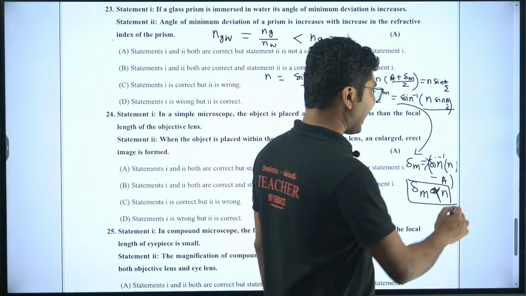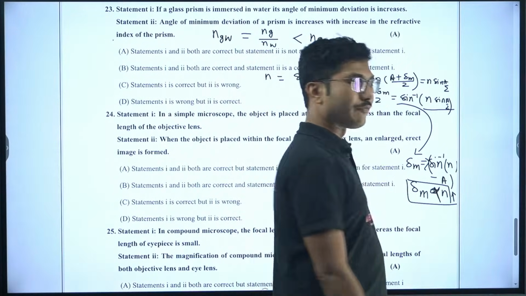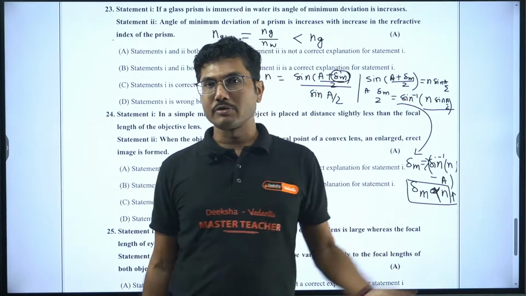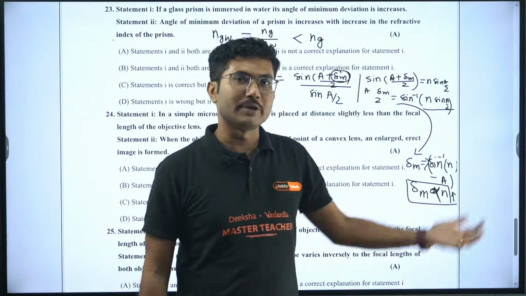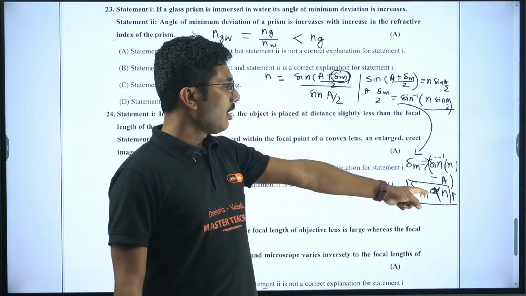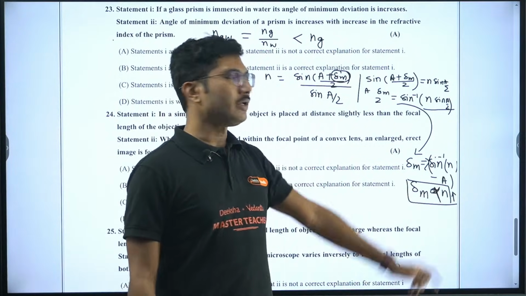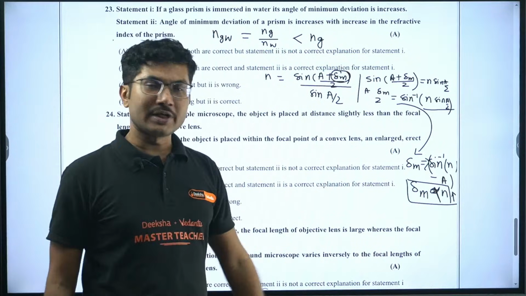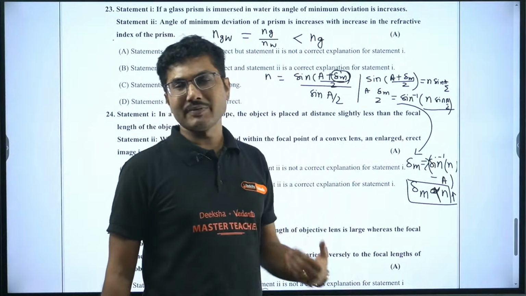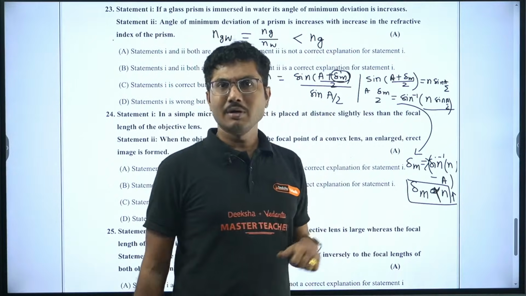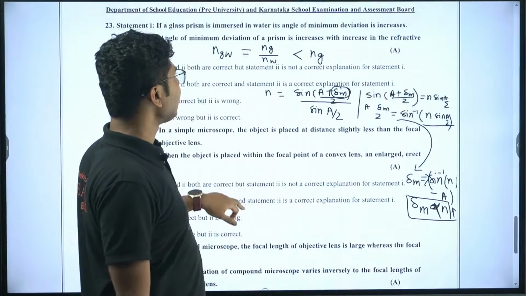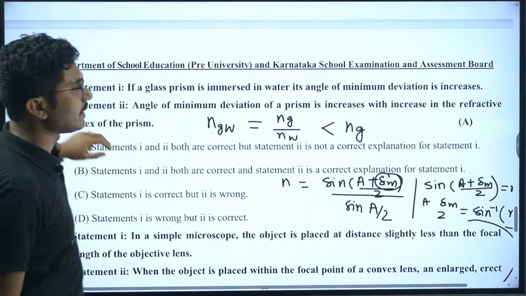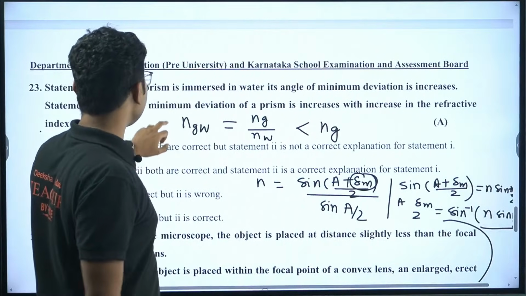That means if n increases, suppose the refractive index increases from 1.5 to 1.6, then delta's value will also increase from say 30 degrees to 35 degrees. So the angle of minimum deviation depends on refractive index. If refractive index increases, delta will also increase. So the second statement in this particular question is correct: angle of minimum deviation of a prism increases with increase in the refractive index of the prism.